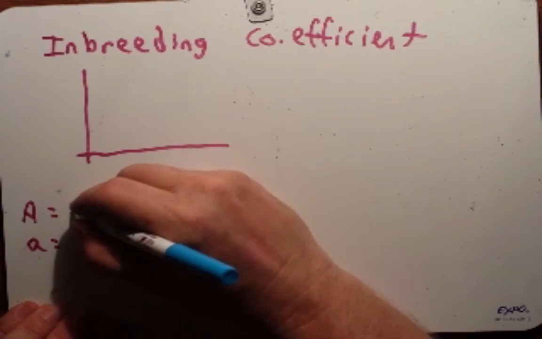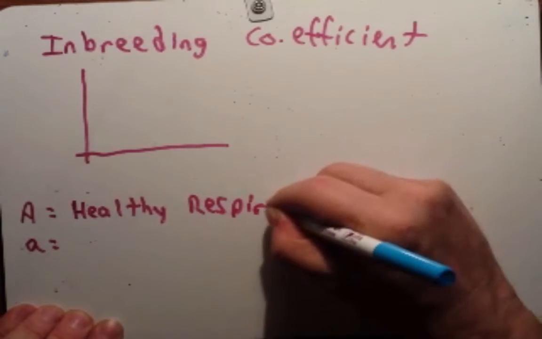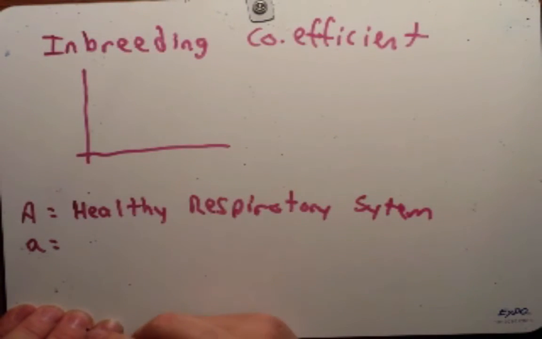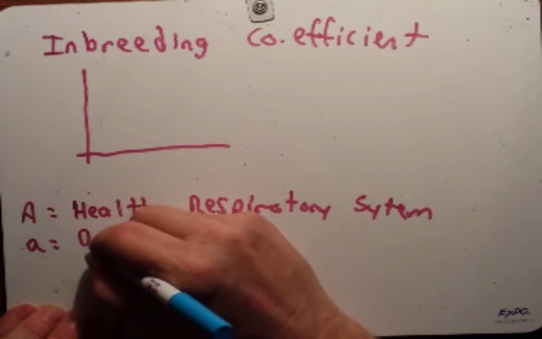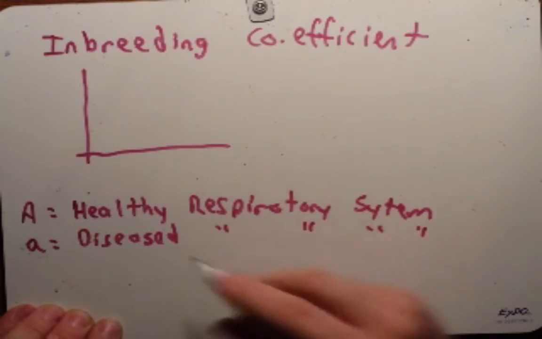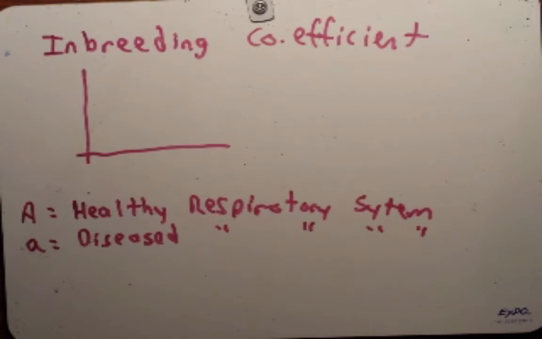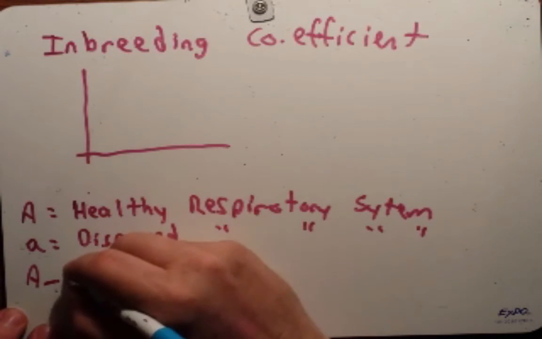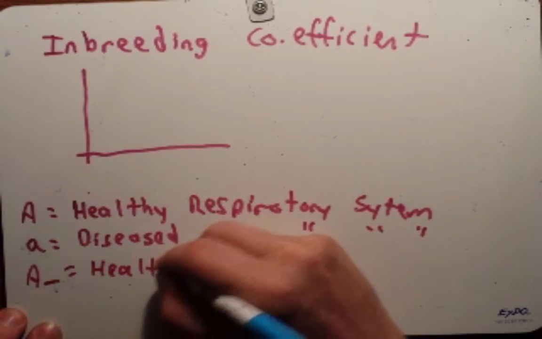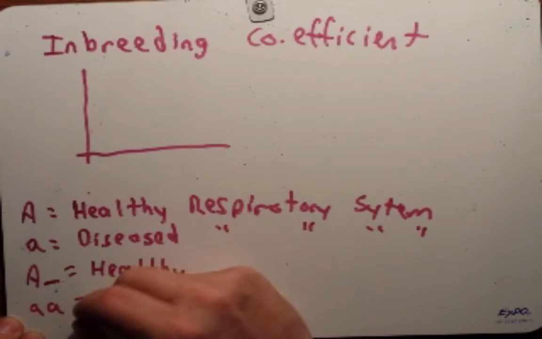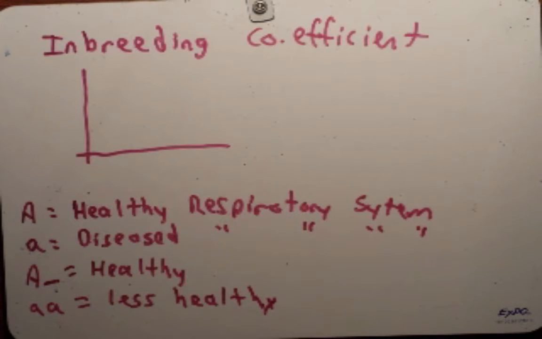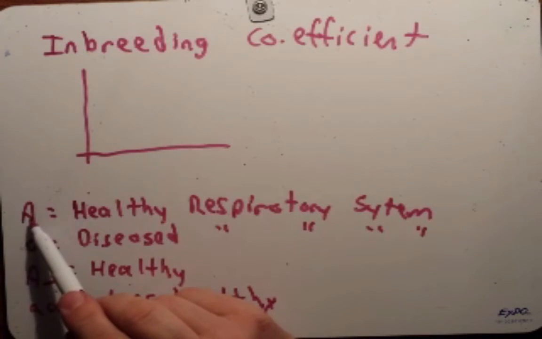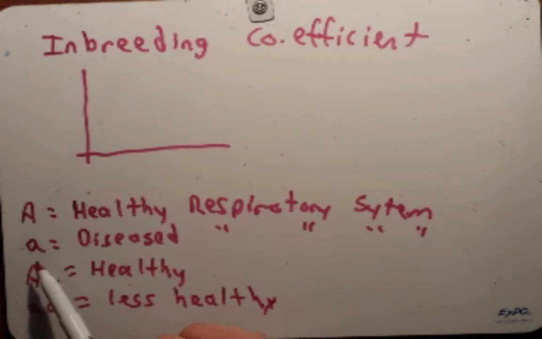Big A confers a healthy respiratory system. Little a confers a diseased respiratory system. Mainly, they're much more susceptible to catching pneumonia and various other infections. It's a recessive allele, so as long as you're big A and big A or big A little a, you're healthy. Or rather, the bighorn sheep is healthy. But if you're little a, little a, less healthy. So the idea is to keep the numbers of sheep either big A, or heterozygotes.